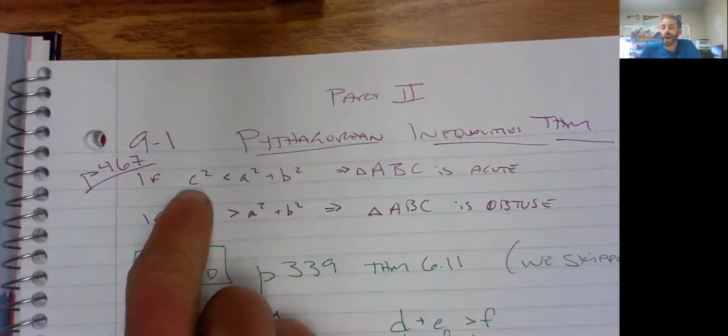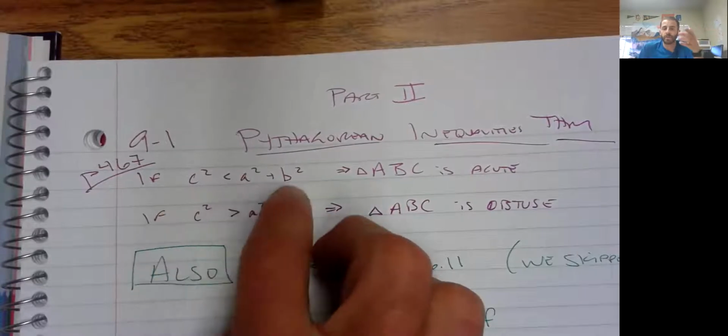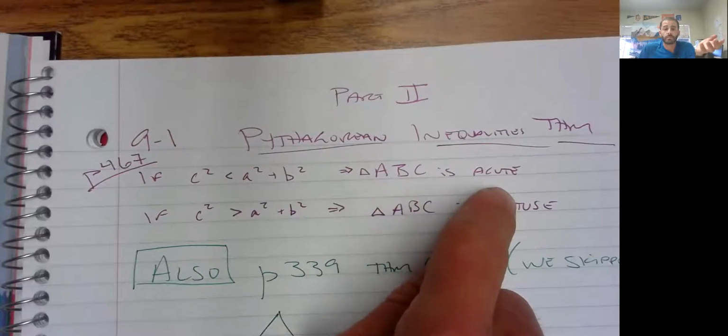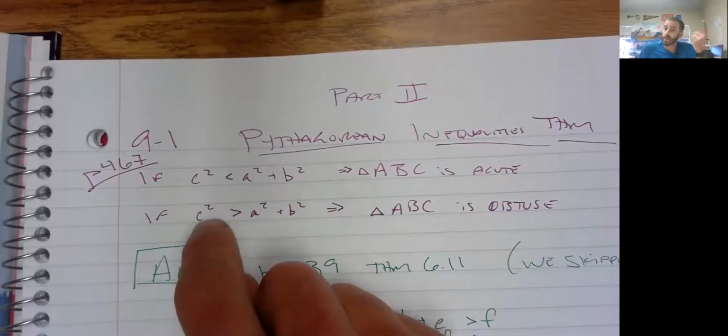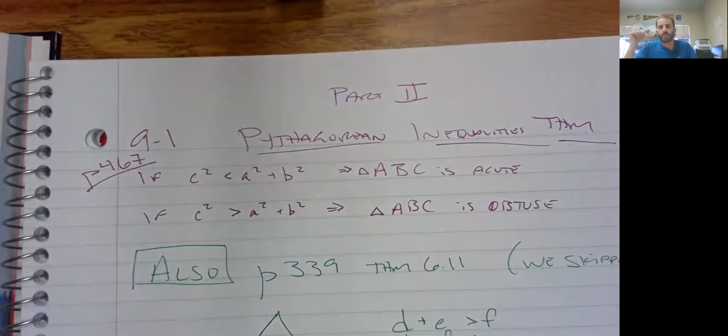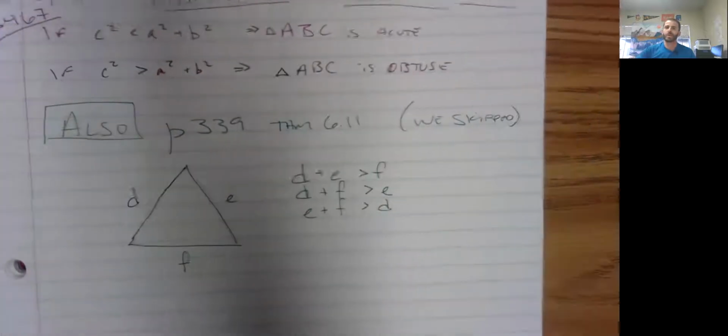So if the hypotenuse squared is smaller than the sum of the squares of the two legs, then your triangle is an acute triangle. If the hypotenuse, when you square it, is bigger than the sum of the squares of the legs, then the triangle is obtuse. So if you get a smaller number when you square the hypotenuse than the other side of the inequality, it's acute. If you get a bigger number, it's obtuse, because acute angles are small and obtuse angles are big. But there are many things we skipped this year.